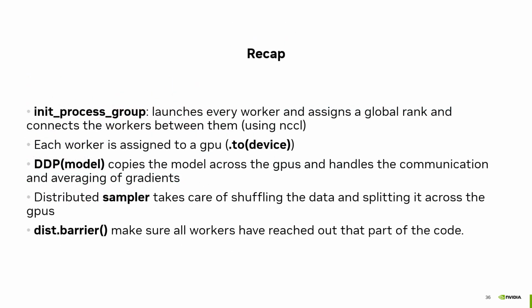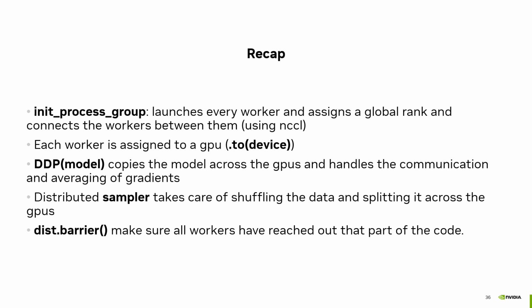So that was it for this. Just let me recap a bit of what we've seen. One thing we need to do once we launch the process is to make sure that we initialize each process properly using init process group. Then we need to make sure that each worker or process has its own GPU assigned, and we can use the local rank for this. Then we need to wrap our model using the DDP function to make sure that all the copies of the model are initialized the same way and are also updated the same way.